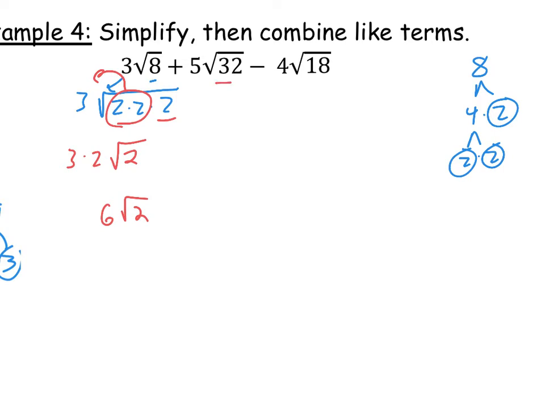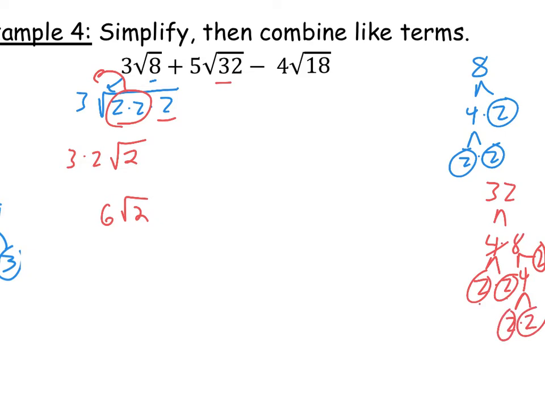The 32 here, that's 4 times 8. 4 is 2 times 2. Remember, we don't put the 4 in there. 8 is 2 times 4. We got that 2 right there, and 2 times 2. So basically, it's 1, 2, 3, 4, 5 2s. So it's plus 5 square roots of 1, 2, 3, 4, 5 2s.